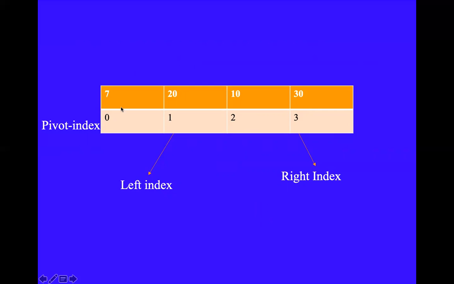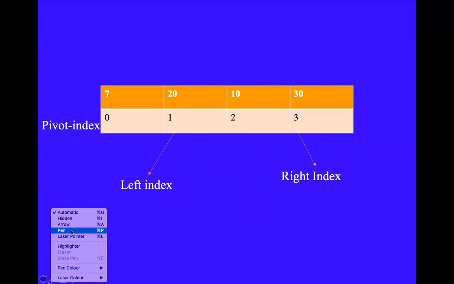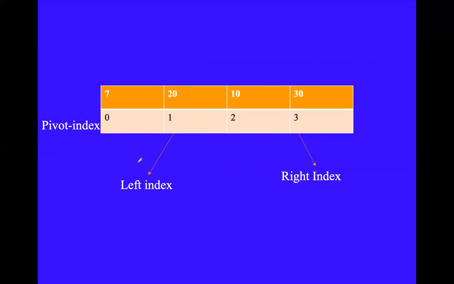Okay, so what will happen? 7 will be the small element here. So here the right index will move, it will decrease. This will become our right index. So 0 is the right index and 1 is the left index.